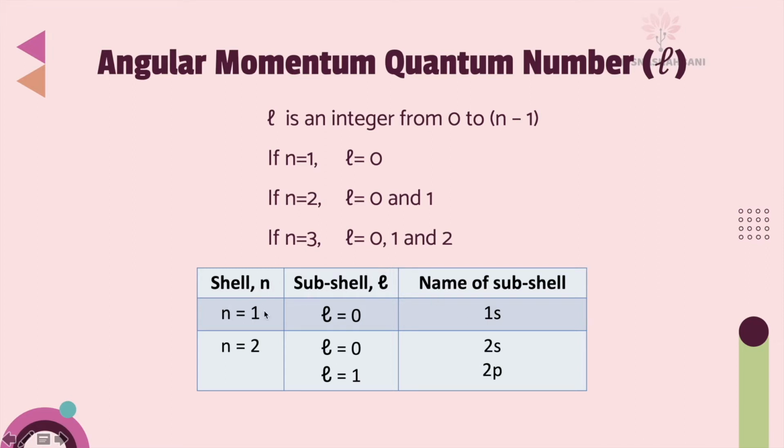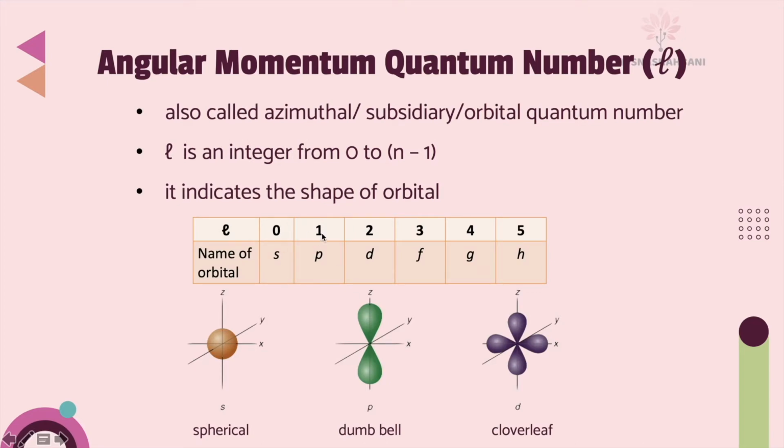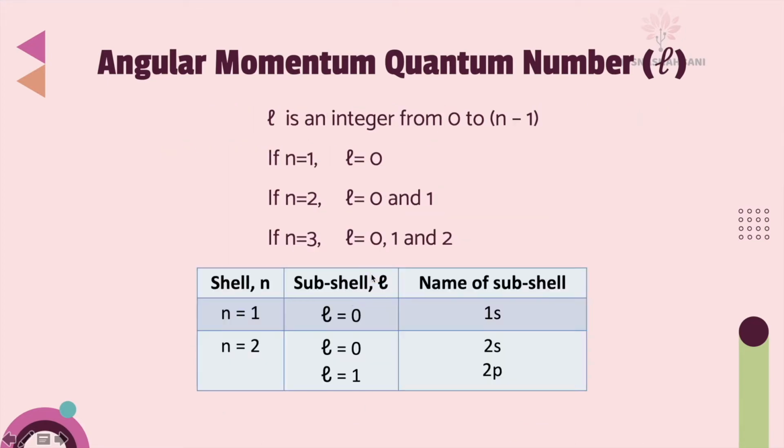Our n is 1, the L is 0. We know that 0 is the s orbital. From this, 0 is s, 1 is p, 2 is d. So if n equals 1 and L equals 0, our subshell is 1s. This is the combination of n and L.